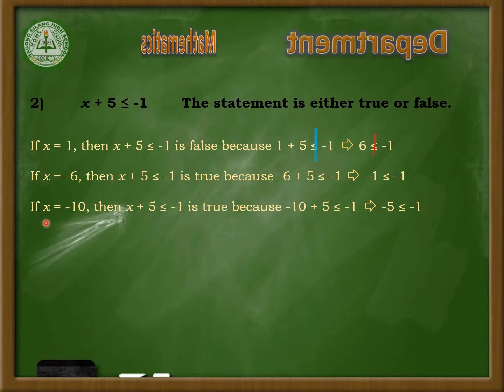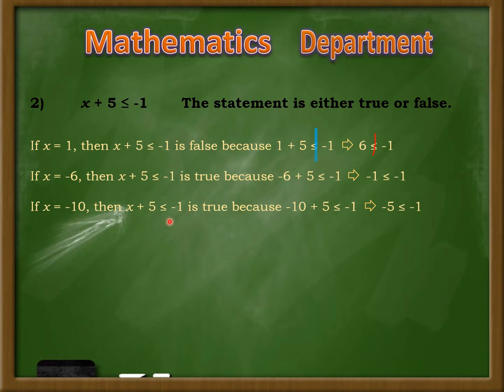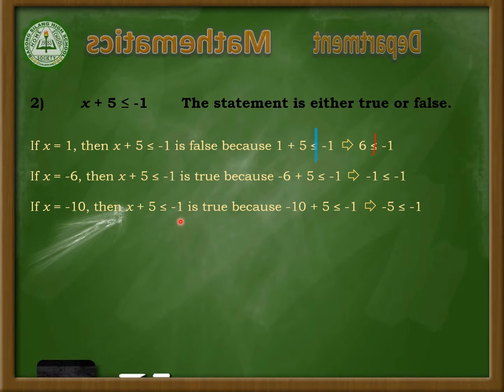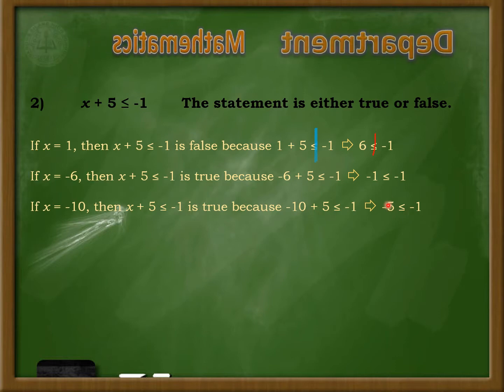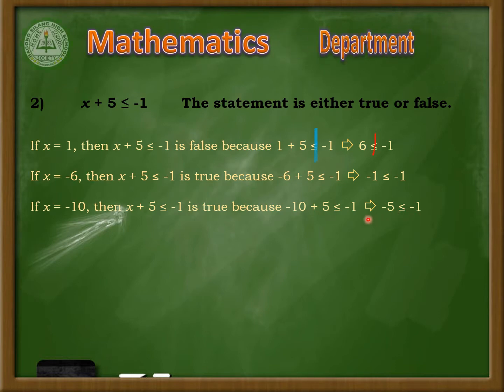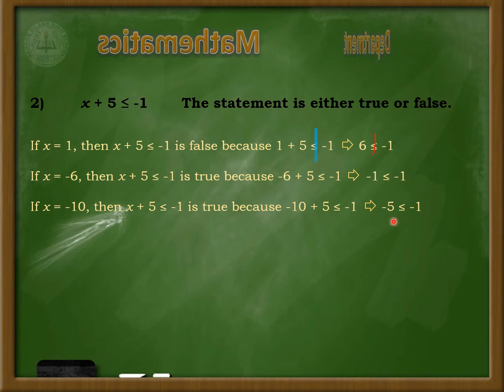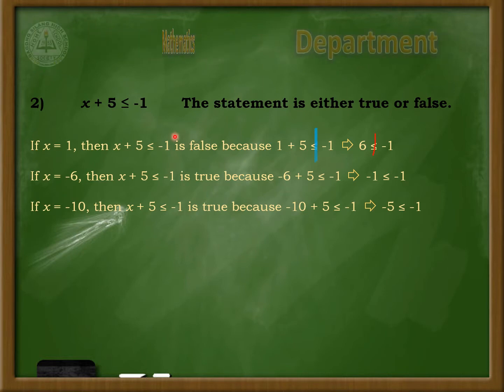Let's have another one. If x equals negative 10, then x plus 5 is less than or equal to negative 1. Again, it's true, because negative 10 plus 5 is less than or equal to negative 1, which implies negative 5 is less than or equal to negative 1. Yes, class, negative 5 is less than negative 1. So that means negative 10 is one of the solutions for that inequality.